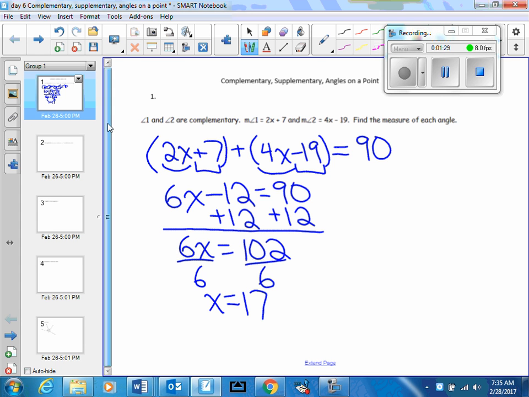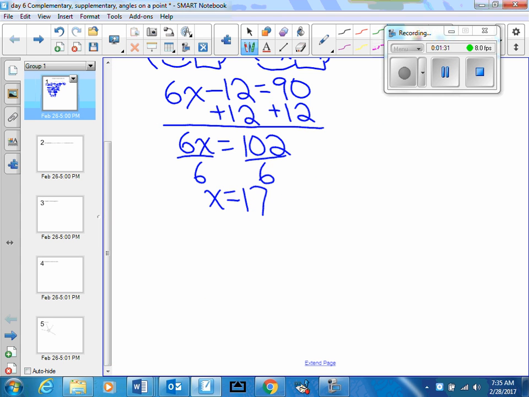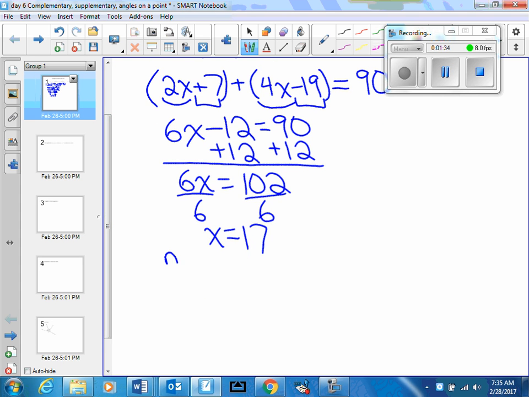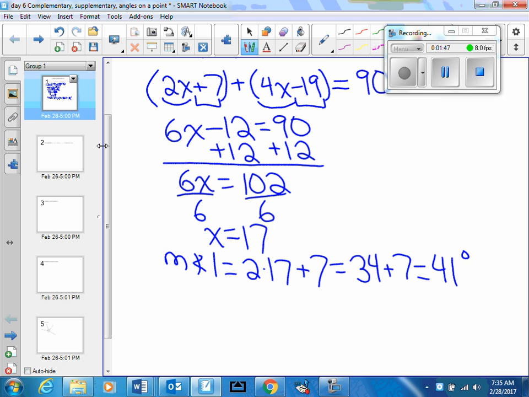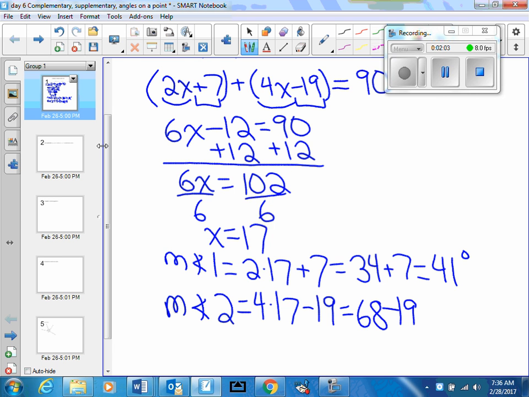So using that value of 17, the measure of angle 1 is 2 times 17 plus 7. So I'm getting 34 plus 7, which is 41 degrees. And the measure of angle 2 is 4 times 17 minus 19. So that is 68 minus 19, which is 49 degrees.